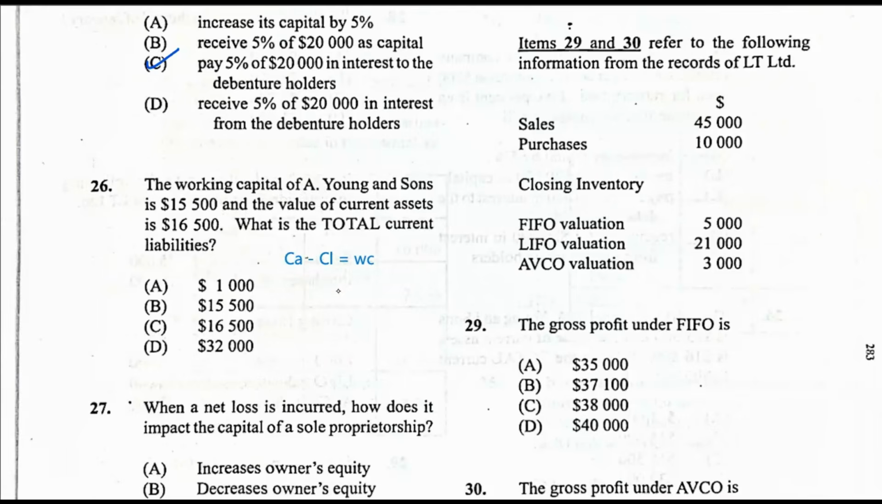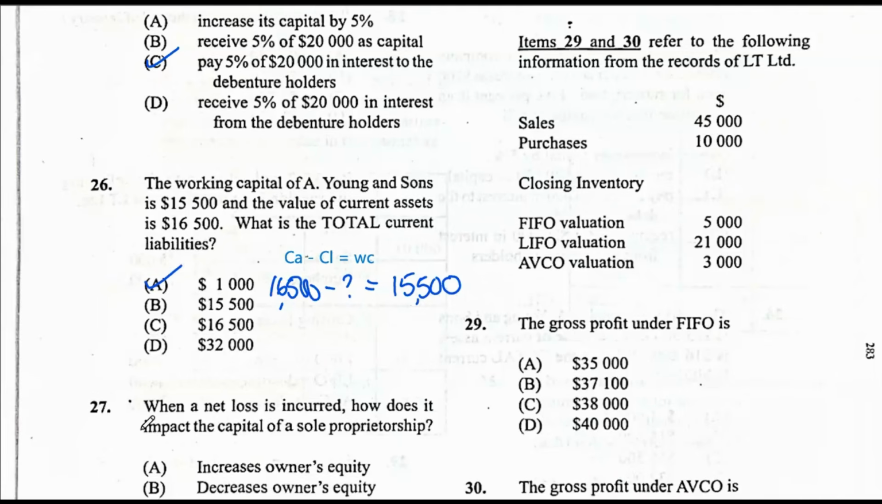So the working capital is 15.5, value of current assets is 16.5. Okay, so 16.5 is the current assets minus current liabilities, which is the missing figure, to give us the working capital, which is 15.5. No, we don't even need to go grab a calculator for that one, guys. Obviously, we are seeing that the difference should be 1,000. Got through there. Alright, time for us to move on to question 27. Let's check out question 27.